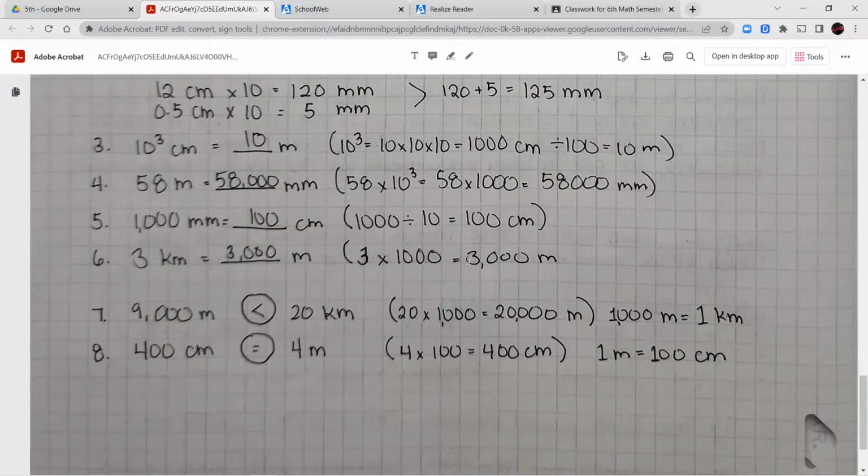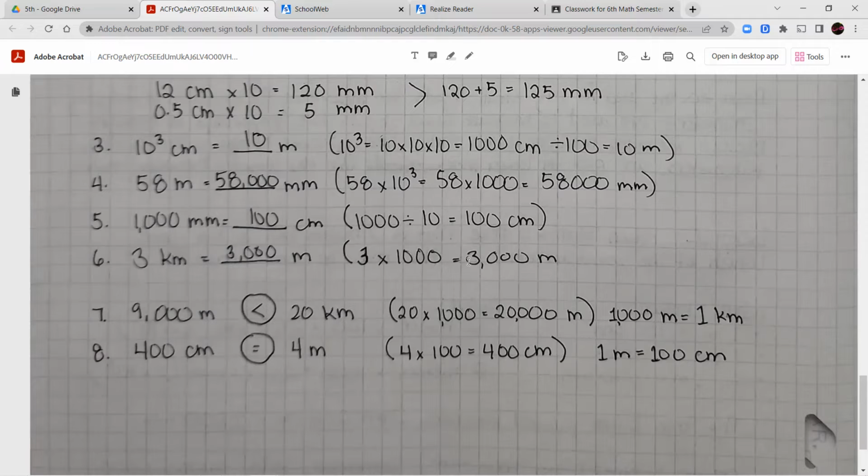For number 7 and 8, we're going to be doing some comparisons here. So for number 7, we're comparing 9,000 meters to 20 kilometers. Now I know that there is 1,000 meters in each kilometer. So if I want to solve this, I'm going to change the 20 kilometers into meters. So I'm going to do 20 times that 1,000, and that's going to give me 20,000. So I know that 9,000 meters is less than 20,000 meters, or 20 kilometers.